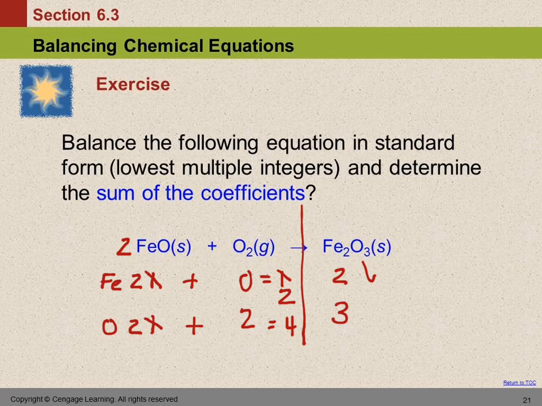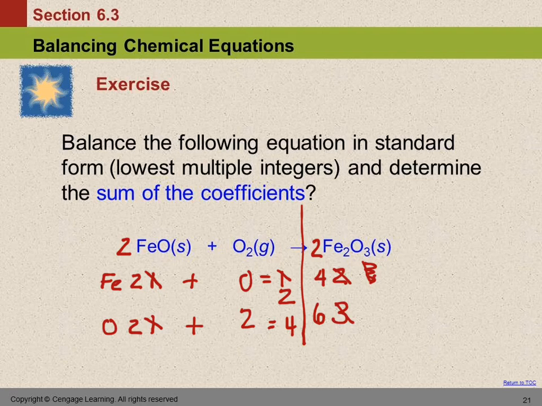So I need to put more oxygens in on the right side. The only way I can do that is by putting another molecule over there. I can't change the subscript and make it a 4. It'd be really easy, it'd work out real fast that way. So I'm going to have to put 2 of these. Oops. 2. That changes everything underneath it. So now I've got 4 irons and 6 oxygens, and this is not balanced anymore.